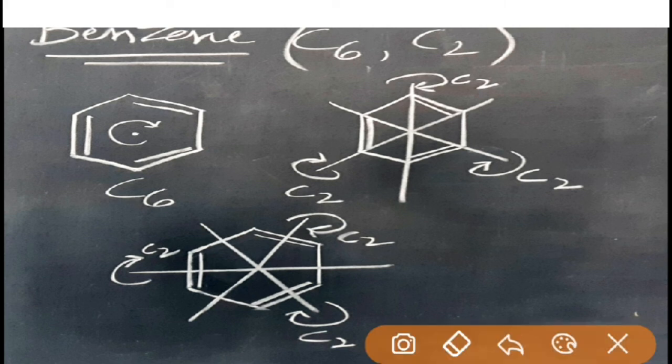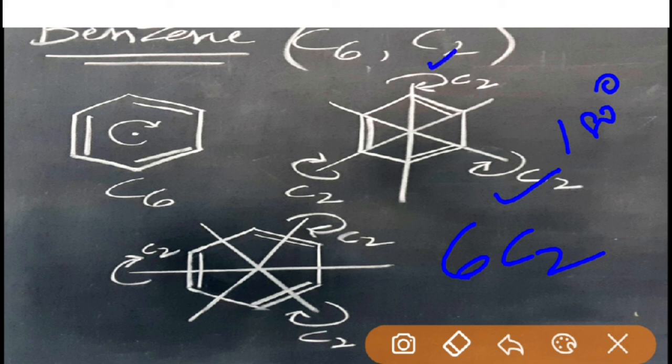See, there are basically 6 C2 axes possible within this particular benzene molecule. As shown here, this is one C2 axis. When you rotate this axis by 180 degrees, you will observe that you are getting the identical configuration back. So that's a possible operation there.